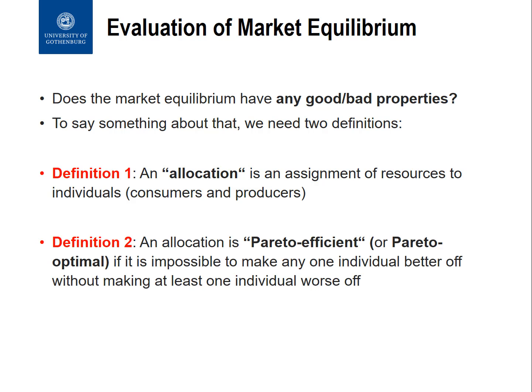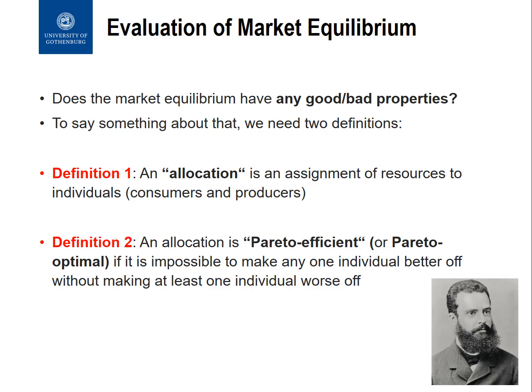The second definition is that such an assignment of resources is said to be Pareto efficient or Pareto optimal if it is impossible to make any one individual better off without making at least one individual worse off. If it is possible to make an individual better off without making any other individual worse off, then we say that this is a Pareto improvement. This concept stems from the Italian economist and engineer Vilfredo Pareto, who made several contributions in the field of economics.